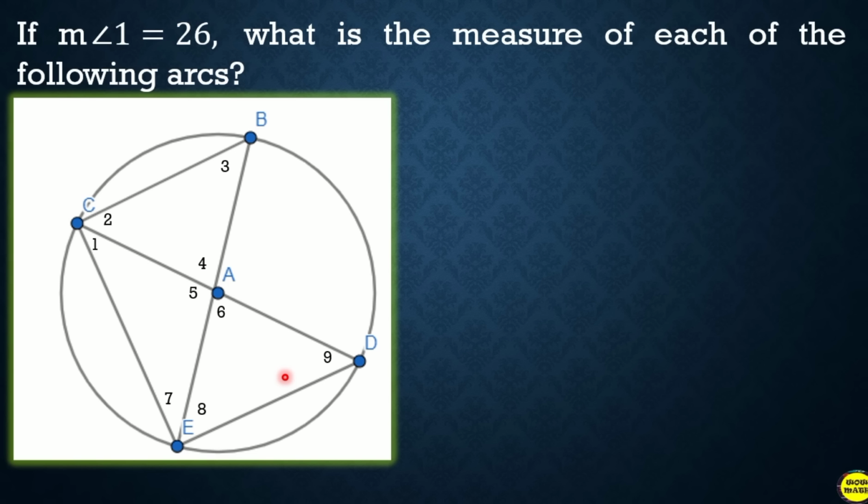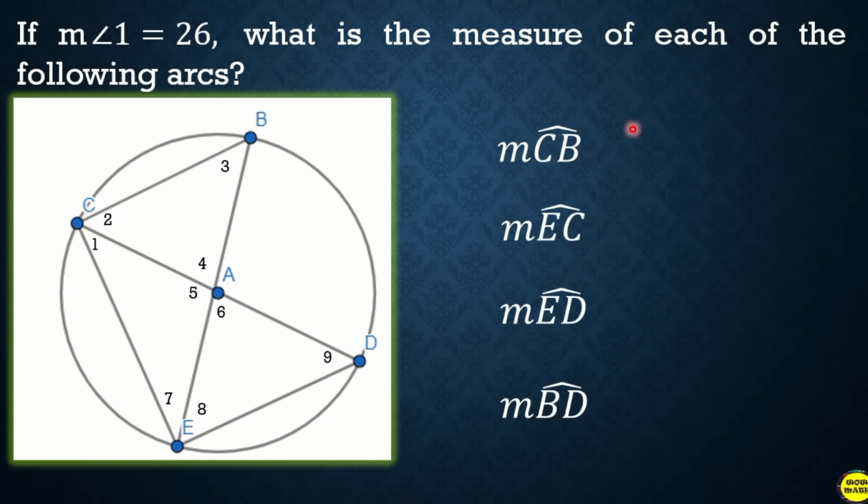Another given. If the measure of angle 1 is 26, so ito. What is the measure of each of the following arcs? So, may mga tanong tayo. Meron tayong 4 na arc. So, kung ang angle 1 daw natin is 26. Okay. So, ano ang magiging sukat ni arc CB? Saan yan? Ito. And then, arc EC. This one. And then, arc ED.